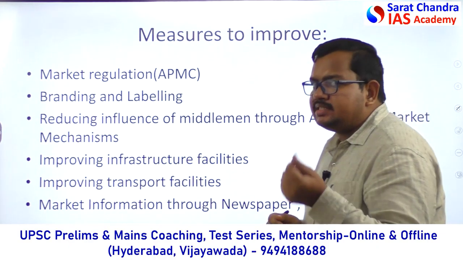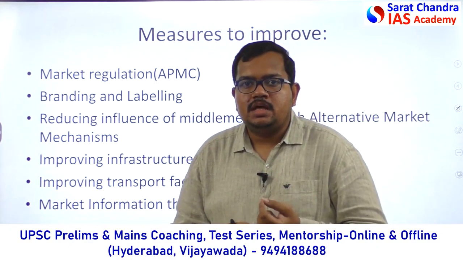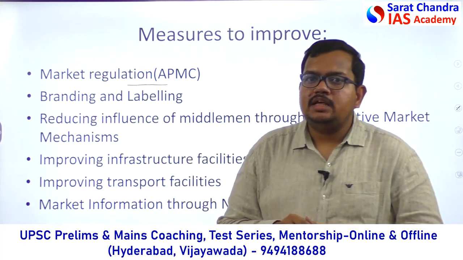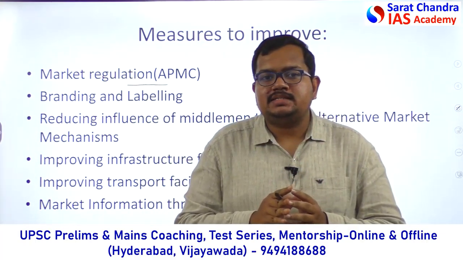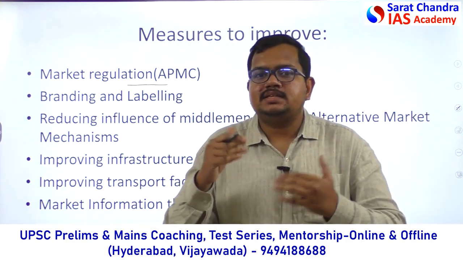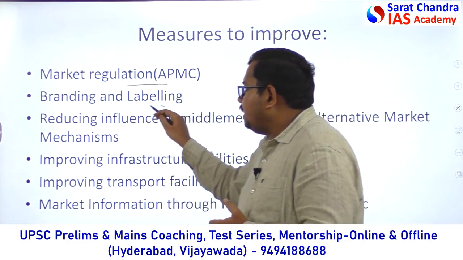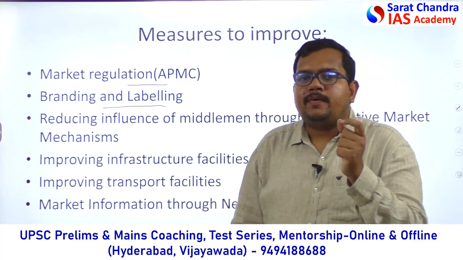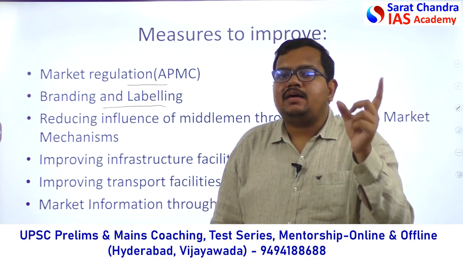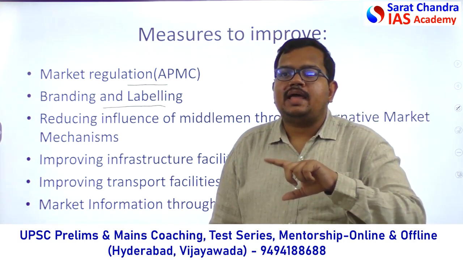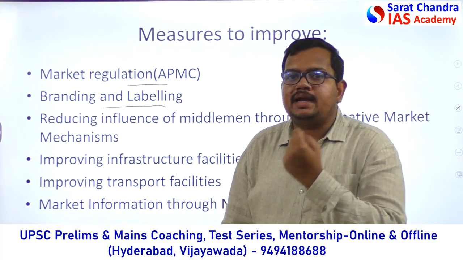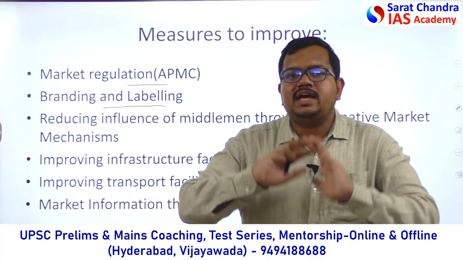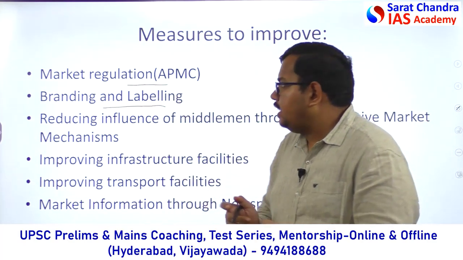And what are the measures that can be taken to overcome the problems? So first aspect, market regulation through APMC acts, so that there will not be any malpractices, and the problem of middlemen can be regulated. And branding and labeling, as I have already told you, without branding and labeling, a product cannot be sold in other countries. For exporting our products, we need branding and labeling, and even in other states, to diversify the market, we need branding and labeling.